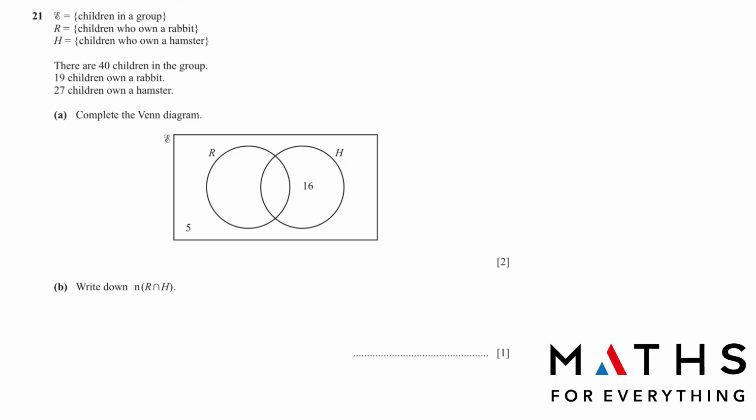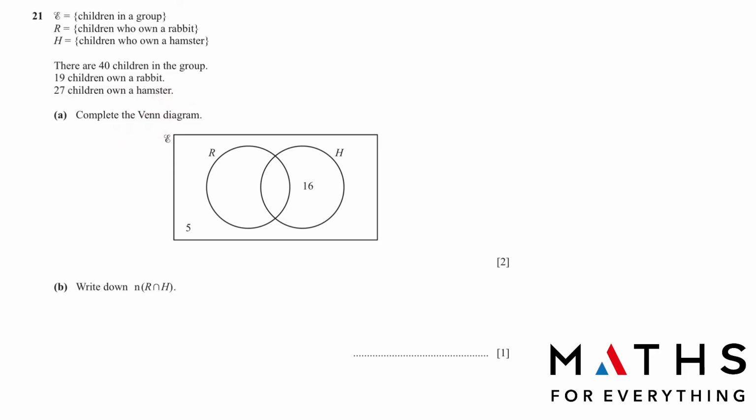Moving on to the next question. The universal set is children in a group. R is children who own a rabbit. H, children who own a hamster. There are 40 children in the group, so total there are 40. 19 children own a rabbit. 27 children own a hamster.